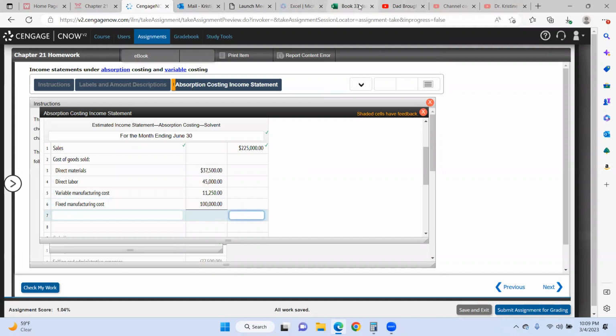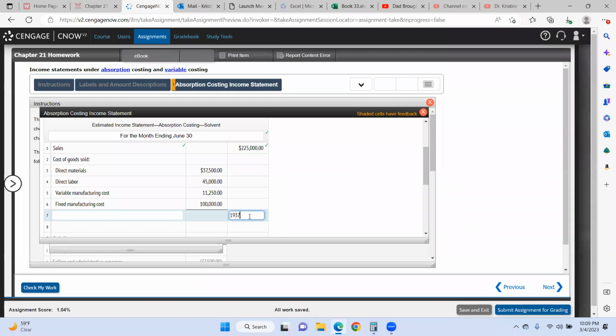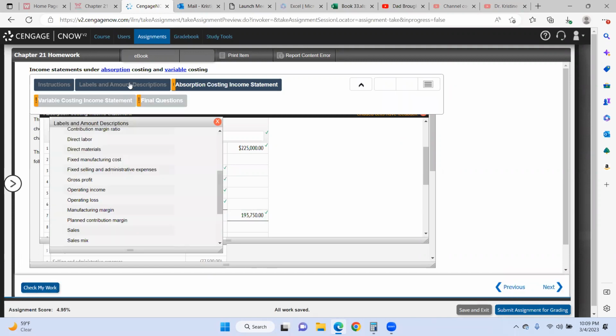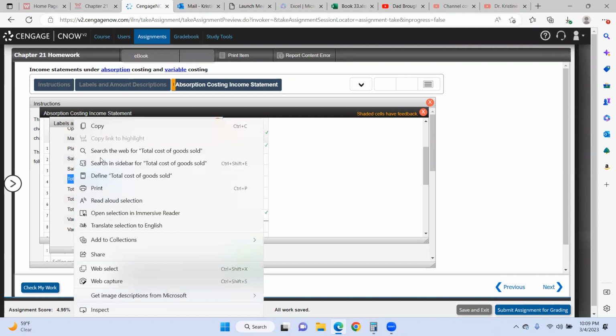11,250, good. Okay, so I'm going to go ahead and subtotal those costs. Make sure that I don't hit that revenue right there because I don't want that included in my cost. 193,750. Okay. I'm going to double check this. Excellent. So this should be our total cost of goods sold. There we go. There it is. I was like, where'd it go? Okay, copy that one.